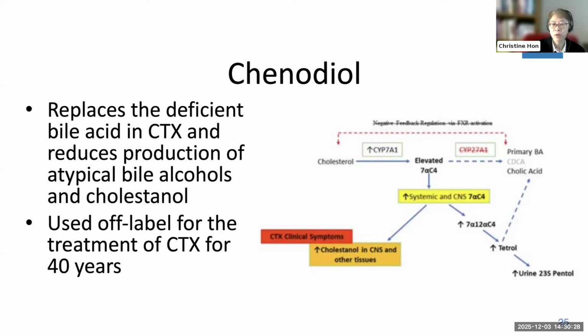Chenodiol is an orally administered exogenous chenodeoxycholic acid. It replaces deficient bile acid in CTX and reduces the production of atypical bile acid and cholesterol. It had been approved in the US for a while for the treatment of radiolucent gallstones in adults and had been used off-label for the treatment of CTX for over 40 years. Although chenodiol had been used as a standard of care, there have been no prospective randomized clinical trials to confirm the treatment benefit of the drug.